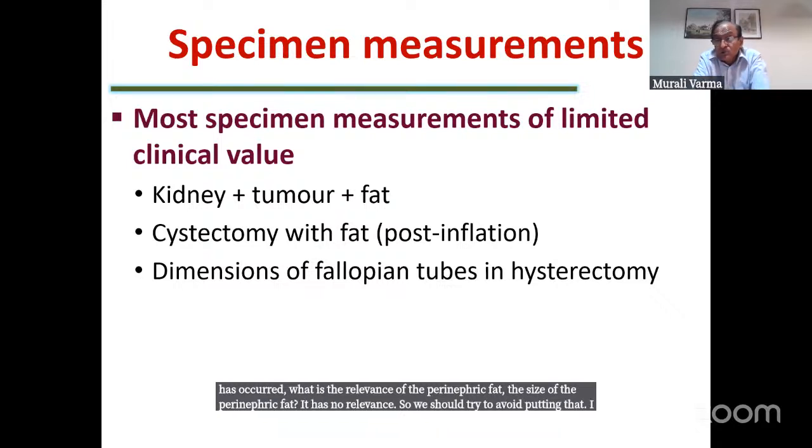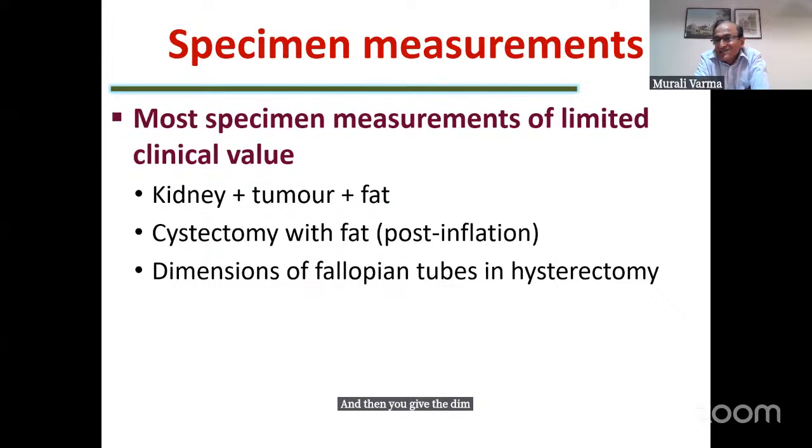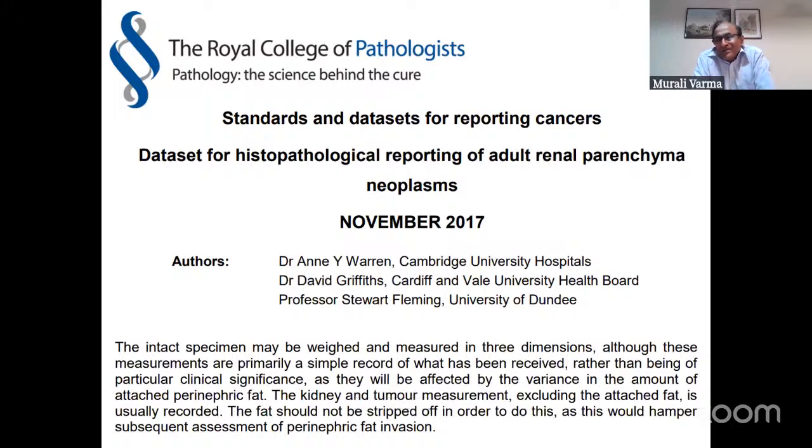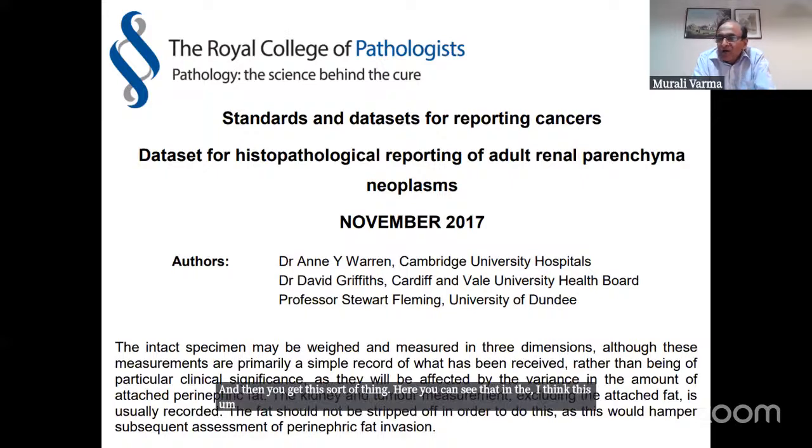I've seen cystectomy reports where the bladder has been inflated, and then you give the dimensions of the cystectomy. It has no relevance. So a lot of these dimensions that have no relevance, we don't need to put them in. Sometimes we put in dimensions which simply add numbers to check, creating work for everybody for very little value. And then you get this sort of thing. I think this data set is up for revision. I hope it does get changed, because it says the intact specimen may be weighed and measured in 3 dimensions, although these are simple.